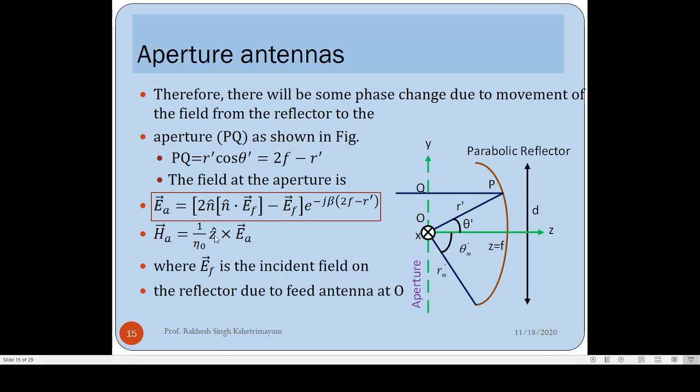So in the far field, your electric field and magnetic field are related, and the ratio of electric field and magnetic field is equal to eta naught. Eta naught is the wave impedance for free space, and it's around 377 ohm. And magnetic field and electric field are perpendicular to the direction of the Poynting vector, which is along the z direction. So I can write HA as 1 by eta naught z cross EA. So I can find out HA, and I can find out EA from this expression once I know the field of the feed antenna, which is EF.